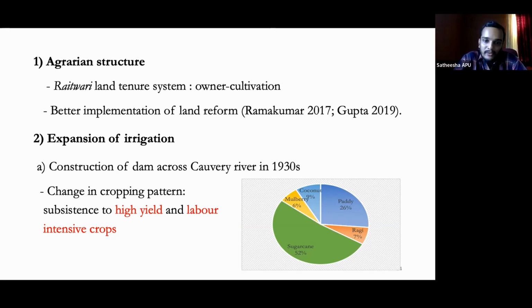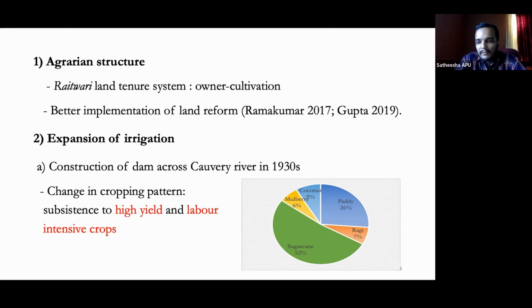Second could be the better implementation of land reform. Within Karnataka, compared to the northern region, the land reform was more successful in the southern region. And this might have contributed to the lower incidence of tenancy and better distribution of land.